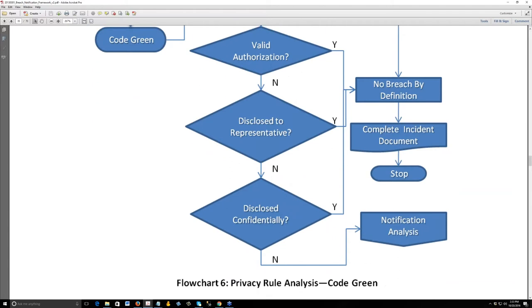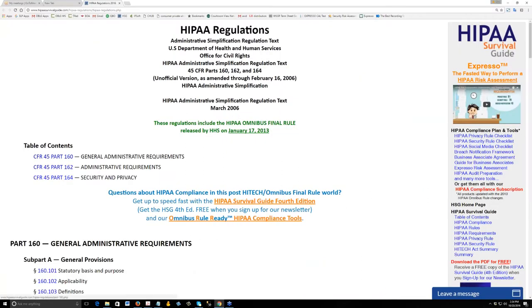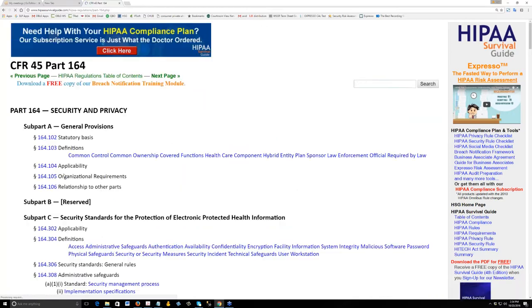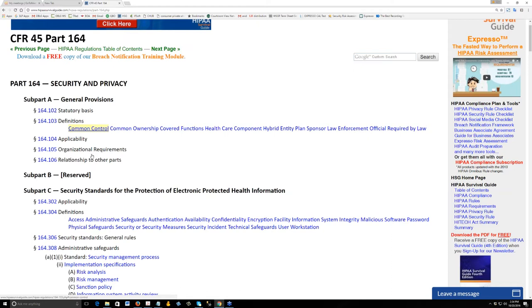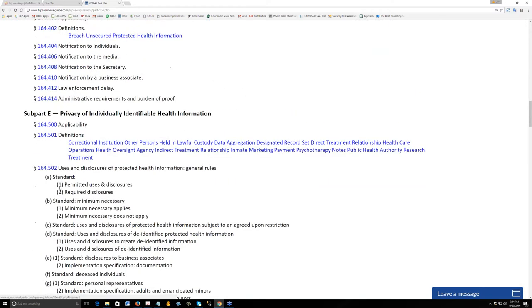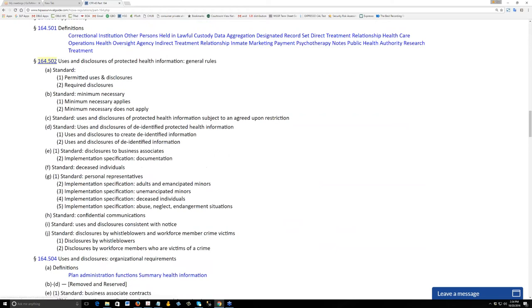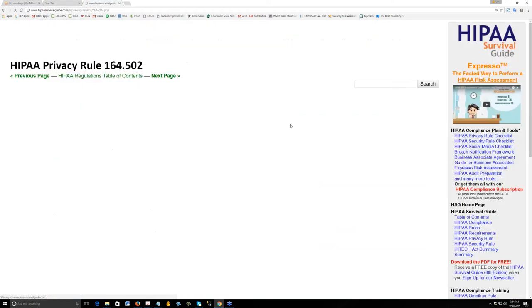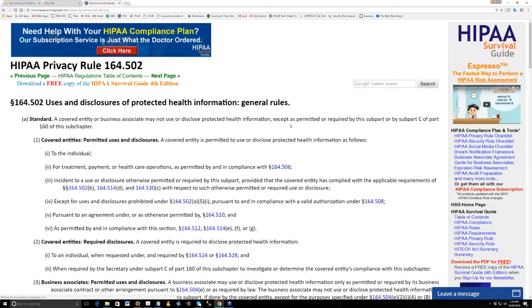If you get to the bottom of that analysis, that is 164.502, that's either going to tell you, yes, there was an impermissible use or disclosure, or no, there was not an impermissible use or disclosure, okay? And so I'm going to show you what that looks like. This is it right here, 164.502. I'll click here and go to the standard.